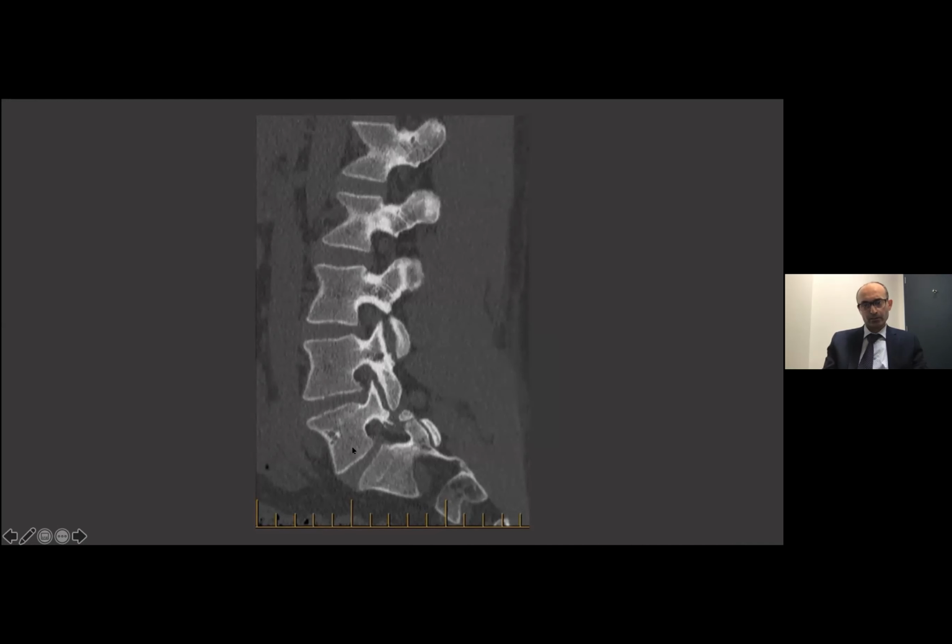This is also a CT scan, so I cannot say if this is spondylolisthesis or not unless I get an erect X-ray. But that's enough for me to make the diagnosis. So the next step for this patient would be to get an erect X-ray and also maybe an MRI scan to have a look at the disc.